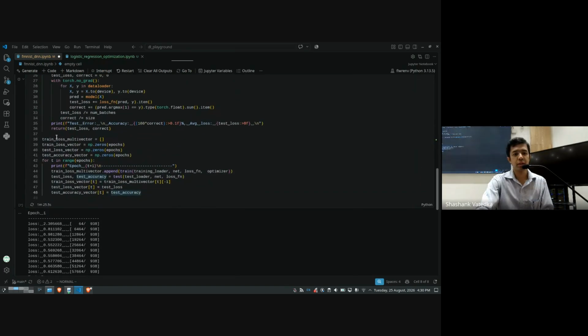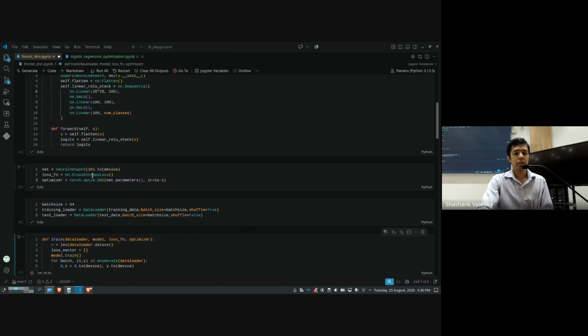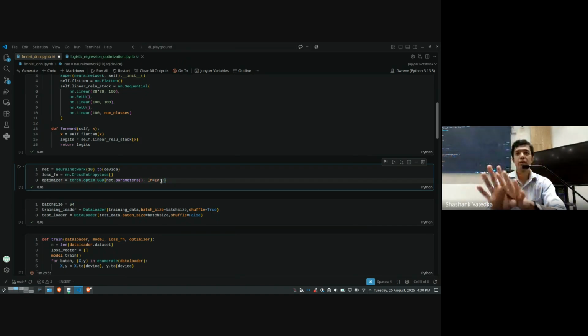I'll terminate the execution for now. Let me make one more change. Maybe another experiment I'll try to run is I'll decrease the learning rate, because I chose this learning rate of 10 to the minus 1 based on what I did for logistic regression. I used roughly the same learning rate over there. But what happens if, say, I set a learning rate of 10 to the minus 3?